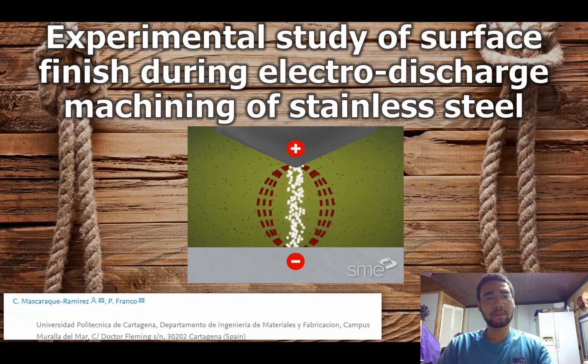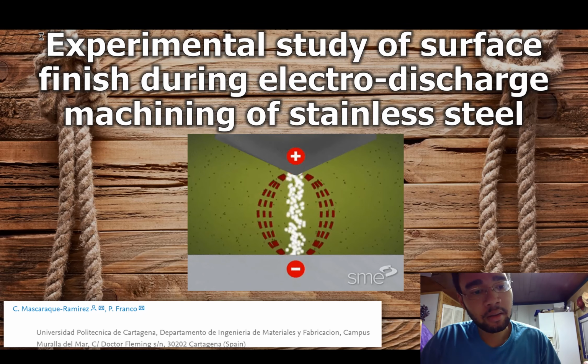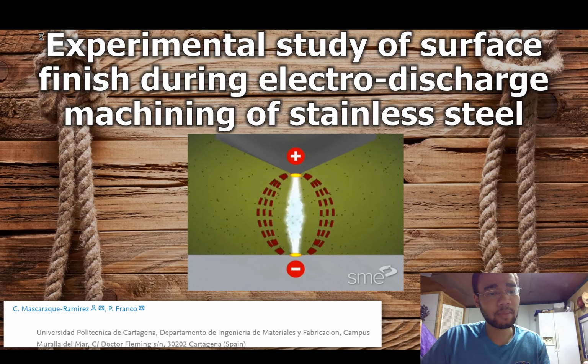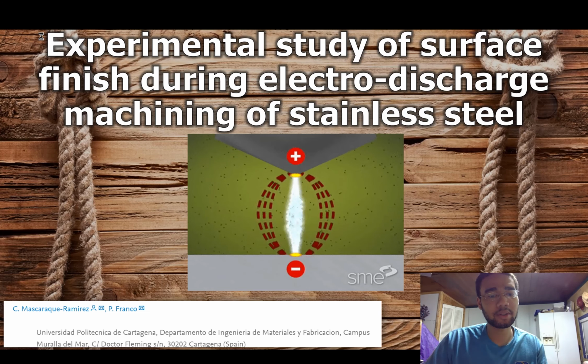The second research project that I found intriguing was the experimental study of surface finish during electrode discharge machining of stainless steels. This experiment was conducted by Carlos Mascarque Ramirez and Patricio Franco. Once again, forgive me for my pronunciation.